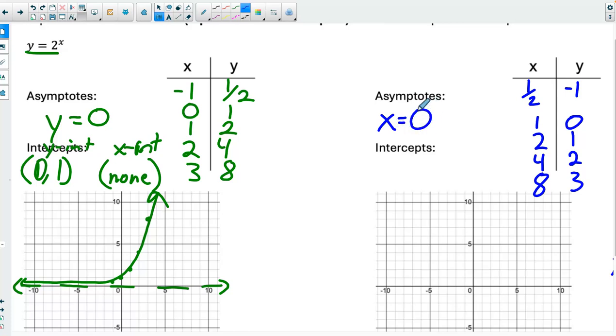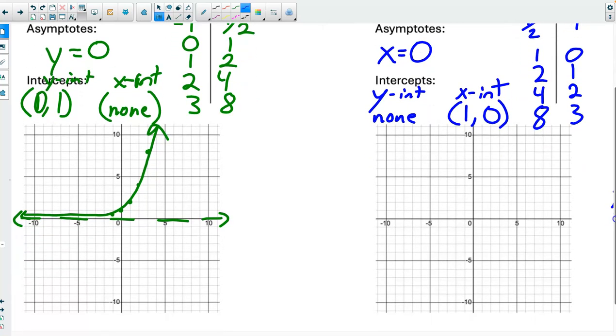Intercepts, they also flip. So now I am not going to have a y-intercept, but I am going to have an x-intercept of 1, 0. You can see that in the table. You'll see it on the graph when we get there. So we just flipped all of our x's and our y's. We're going to graph this now.